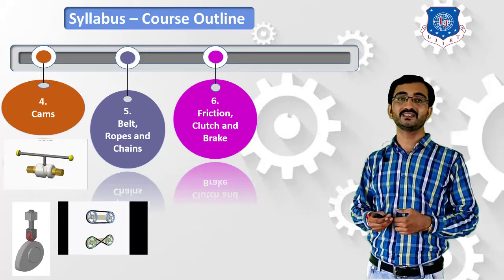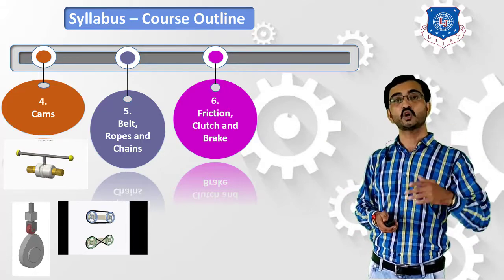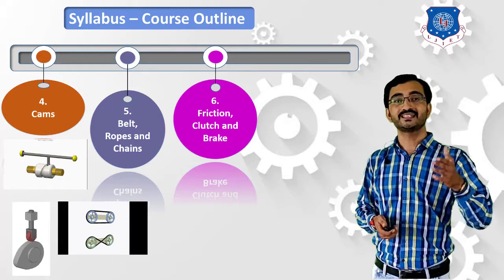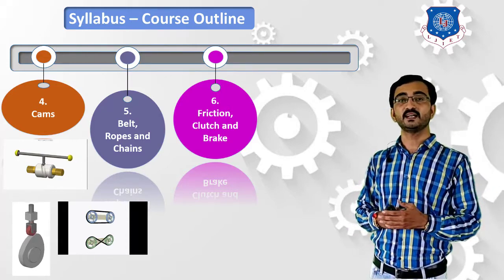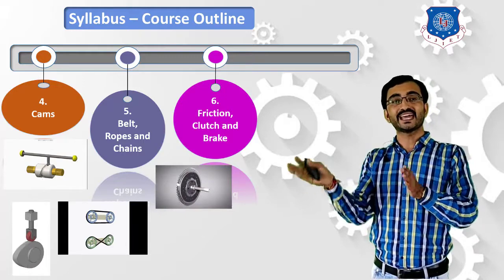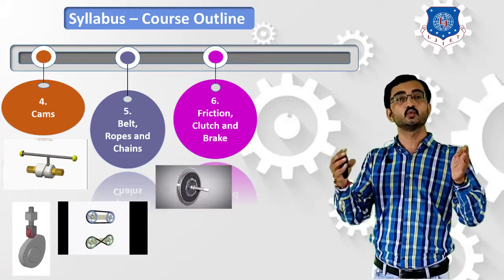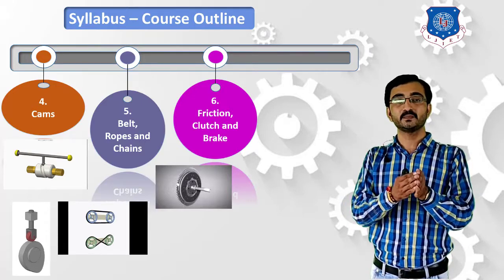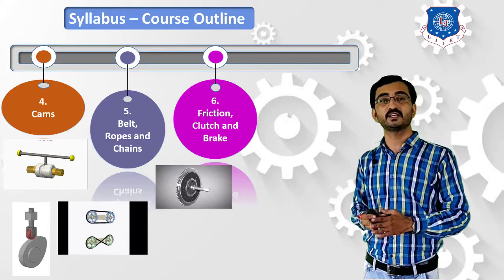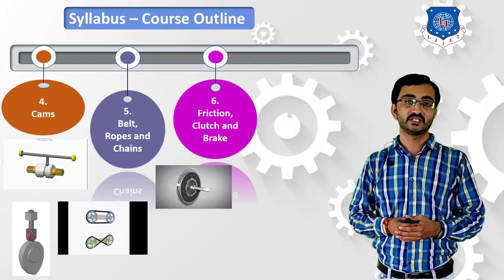Okay, so in chapter number 6, we will be learning the basic concept of friction, and this concept of friction will help you understand the function of the clutch. The function of the clutch is mainly to engage and disengage the driving and driven shaft. Okay, so for smooth engagement and disengagement of the driving and driven shaft, you will be learning the different types of clutches which are used in applications.